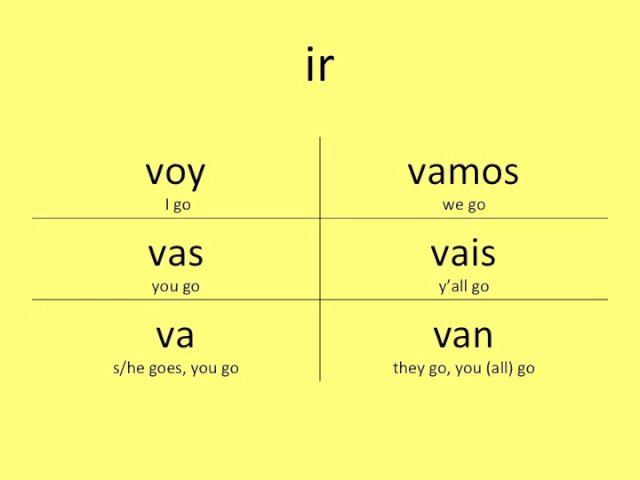The fact that all of these start with a V is definitely irregular, but basically the endings here are just your standard AR endings, with the exception of the yo form, which adds the Y to voy, and the vosotros form, which does not have the accent mark.